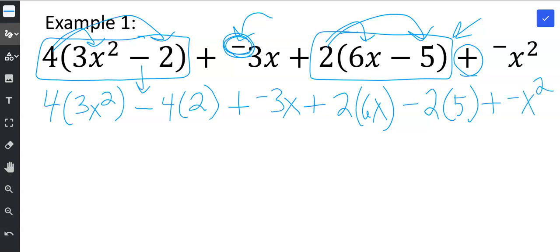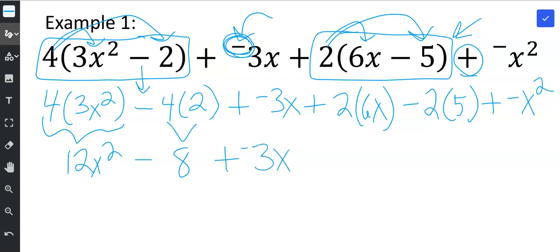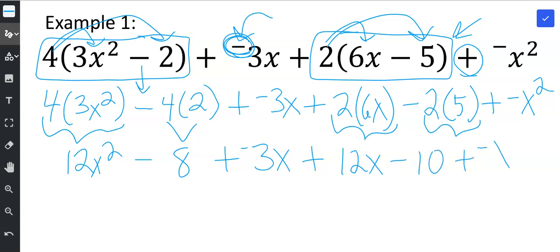Then I'm going to go ahead and figure out the products. So 4 times 3x squared is 12x squared, minus 4 times 2 is 8, plus the negative 3x, plus the product of 2 times 6x is 12x, minus the product of 2 times 5 is 10, plus the negative x squared.